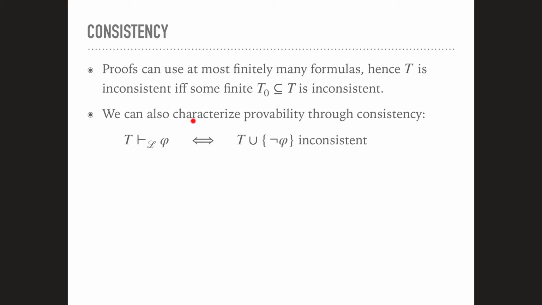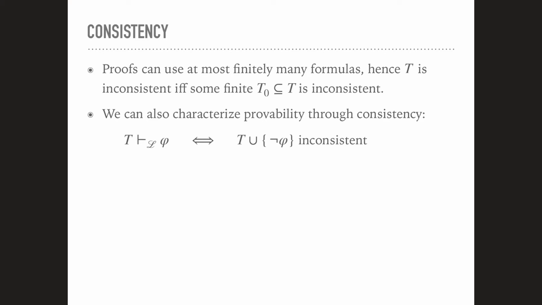Interestingly, we can also characterize provability itself through consistency. Namely, it holds that T proves phi if and only if I join not phi to T, that this theory becomes inconsistent.